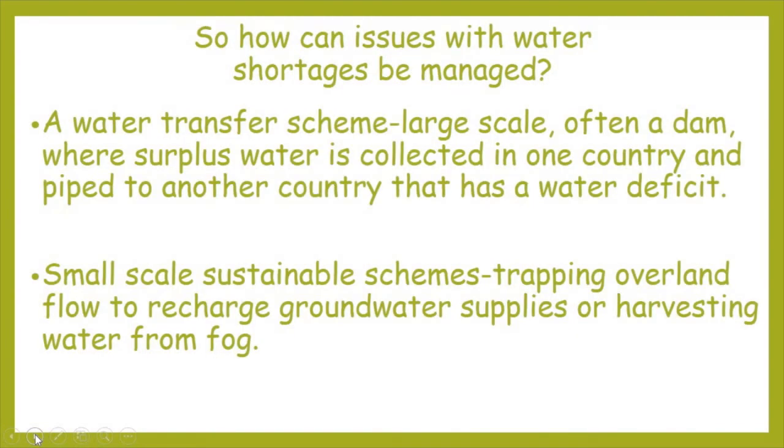So how can we perhaps reduce the issues, solve the issues associated with water shortages? There are two different ways you could go about this. You could do something on a large scale, like a water transfer scheme, so moving water from one place to another. For example, building a dam in one country that has plenty of water, and the water that collects in the reservoir behind, you then pipe it somehow to a country that doesn't have enough, that has a water deficit.